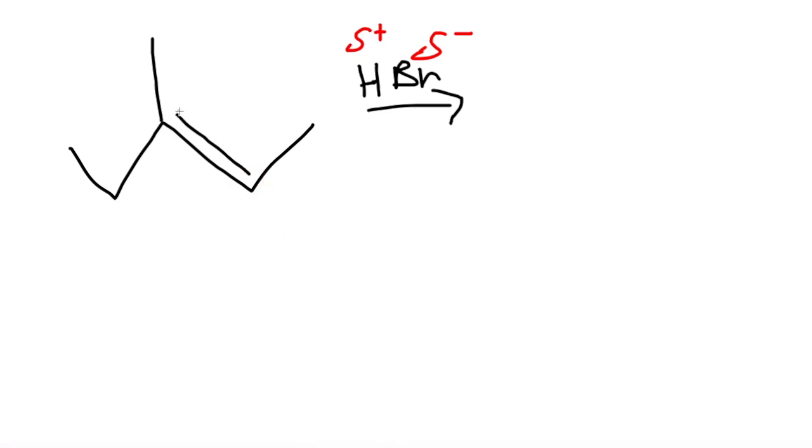When you look at this carbon over here, we see that it's connected to 4 groups, so there's no hydrogen. Compared to here, it has 3 groups and a hydrogen sticking out. So then we know that the hydrogen would go on this carbon. The double bond goes away, draw out the hydrogen, and we have no choice but to draw the bromine on the other carbon.